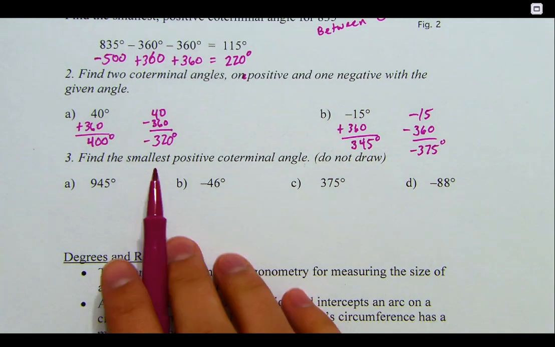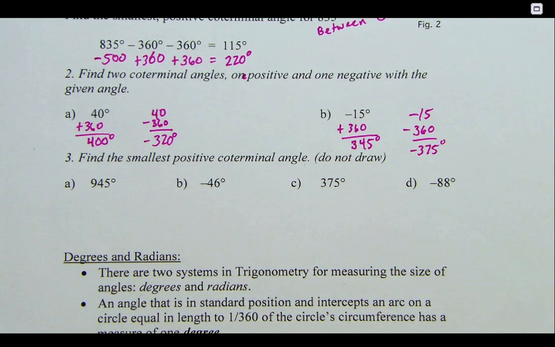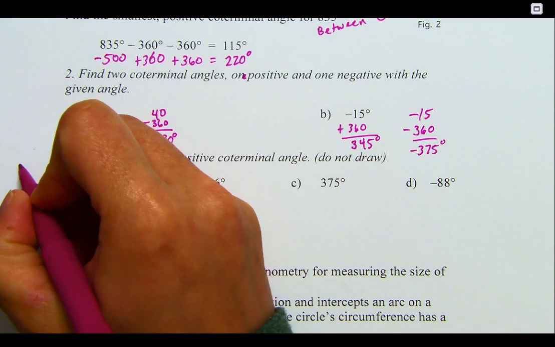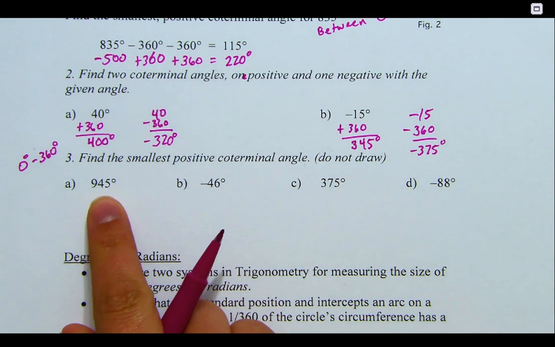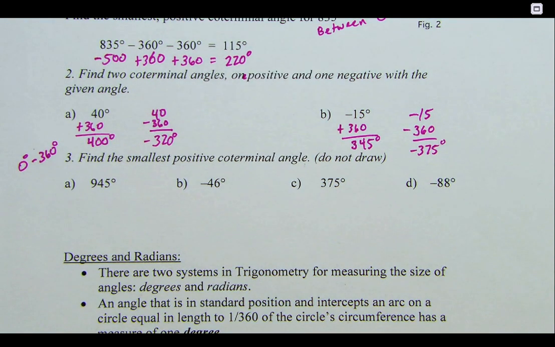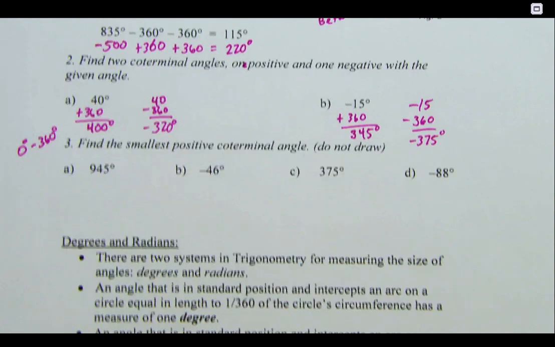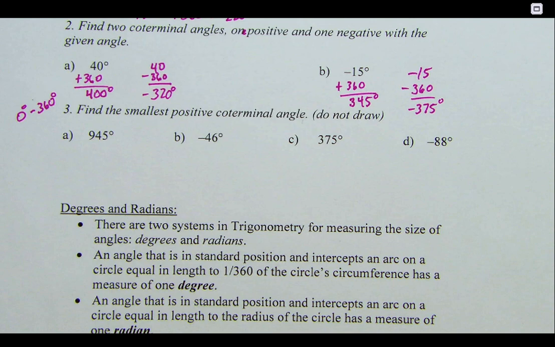Now again, if it's asking for the smallest positive coterminal angle, this is going to be something between 0 and 360. So if we have a big number, we're going to keep subtracting 360 until we get to something between that 0 and 360. And then if it's negative, we're going to add until we get to a number between 0 and 360. So again, guys, I want you to pause the video. Go ahead and do these practice problems, and then you can check your answers in the notes on Google Classroom. And then in our next video, we are going to talk about degrees and radians.